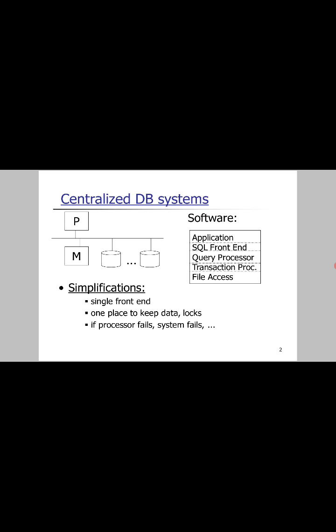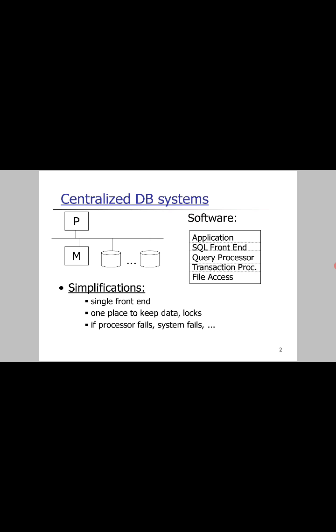So what are the applications or features of the centralized database system? Single front end, one place to keep data, logs, and if the processor fails, the system fails. These are the same features. A single front end means generally in a desktop database or single database, only one front end can be used, and not more than one. Similarly, one place to keep data and logs means the database should be created, maintained and kept in one place.